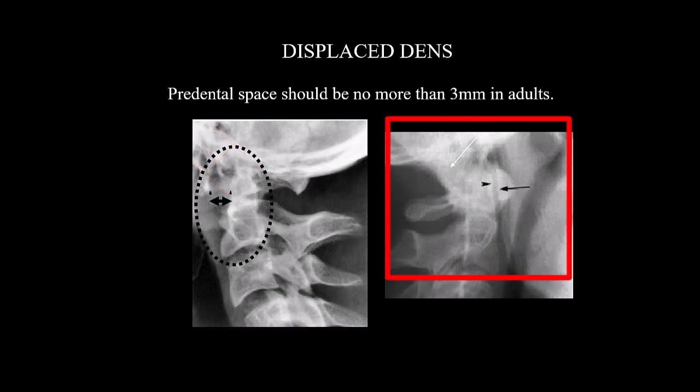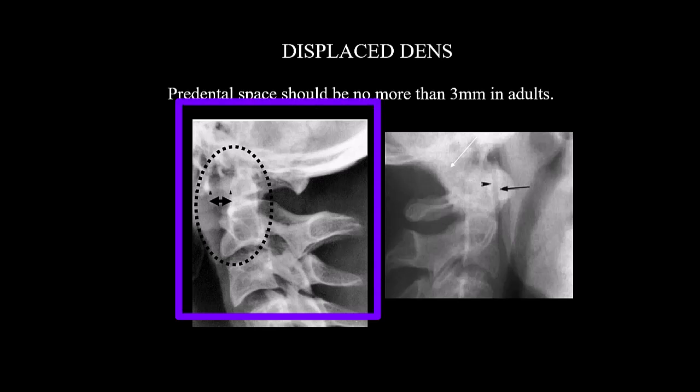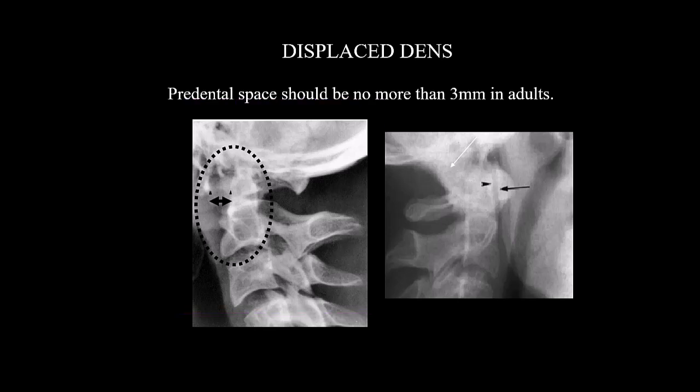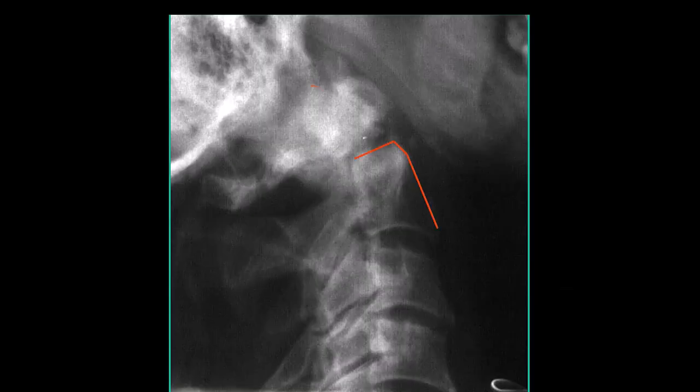The image on the right shows a normal interspace between C1 and C2 and the dens projecting through. To the left, you'll notice that we have a predental space that is greater than 3 millimeters. This indicates that we have a fracture. Here we can see the fracture of the dens itself.